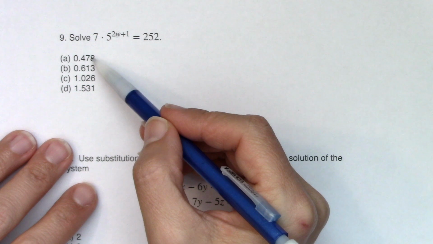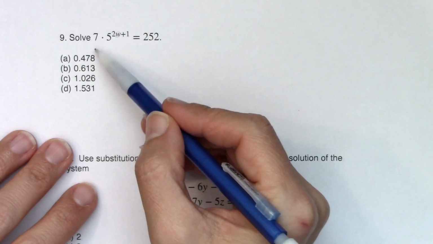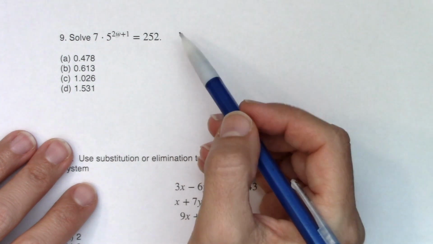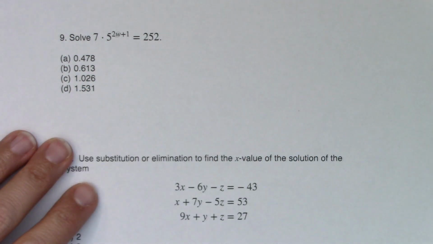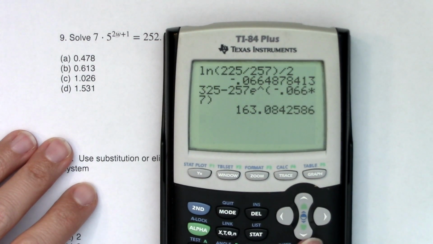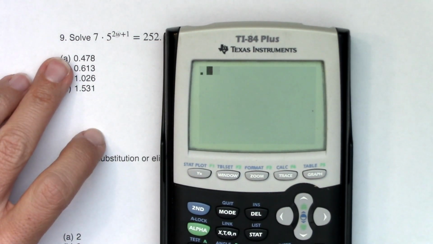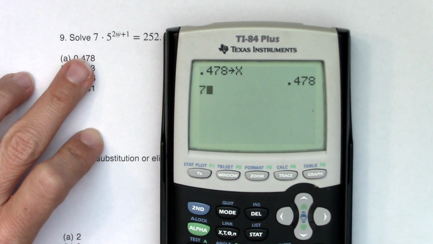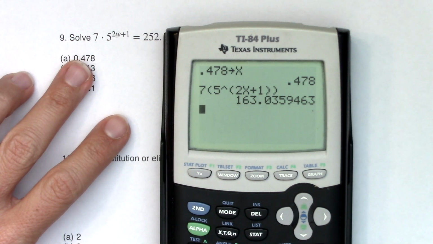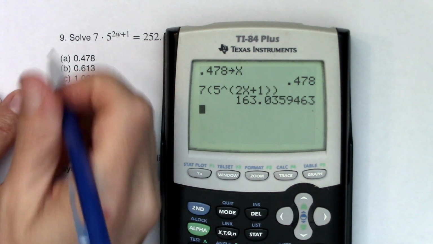Like if I plug in 0.478, is 7 times 5 to the 2 times 0.478 plus 1 equal to 252? Let me just show you what I mean by that. I'm going to store 0.478 into my calculator. If I did 7 times 5 to the 2x plus 1, that is not equal to 252, so A is not going to be my answer.